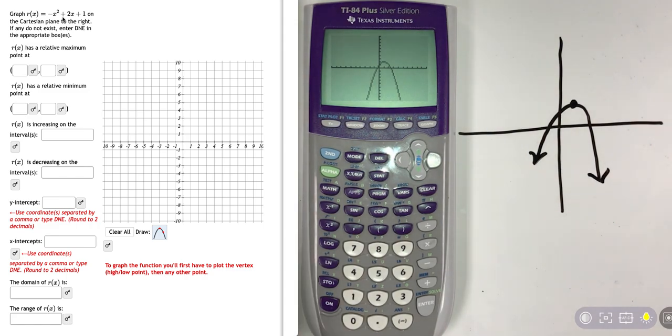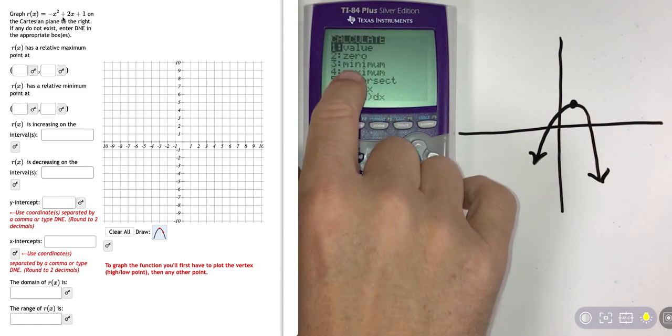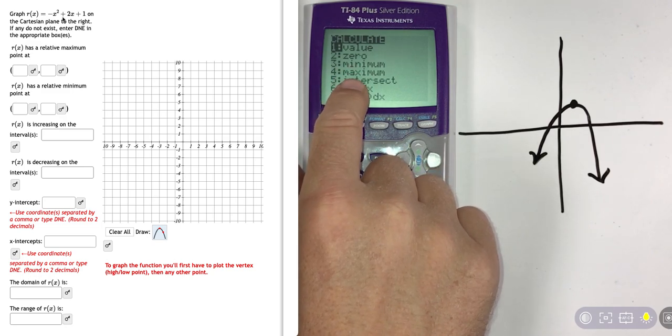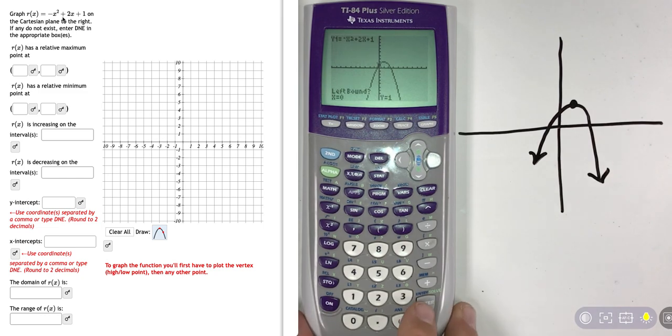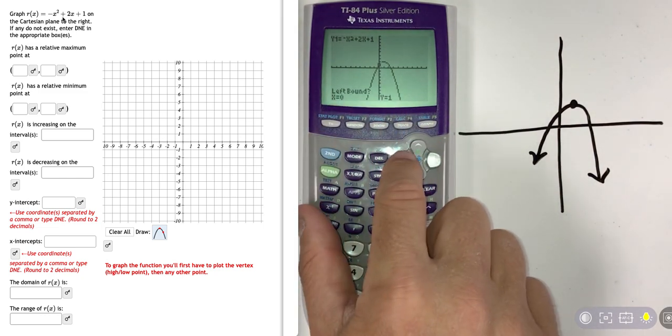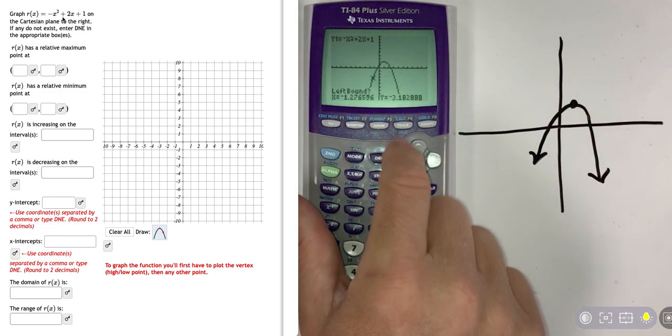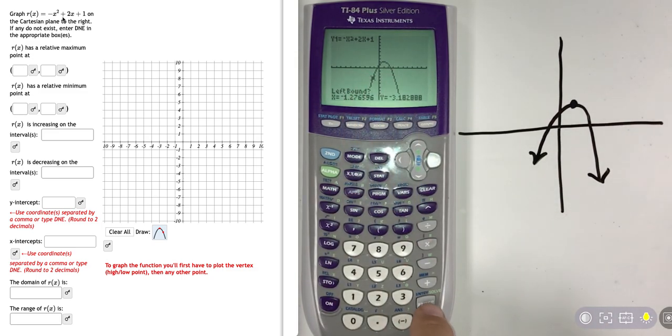The way you're going to do that is press second trace. And when you press second trace, you're going to find two options for minimum and maximum. But since you're looking for the maximum, you're going to press option 4. Press 4. Now it says left bound. Make sure your cursor is to the left of the highest point. You see my cursor on the left? Now I can press enter.